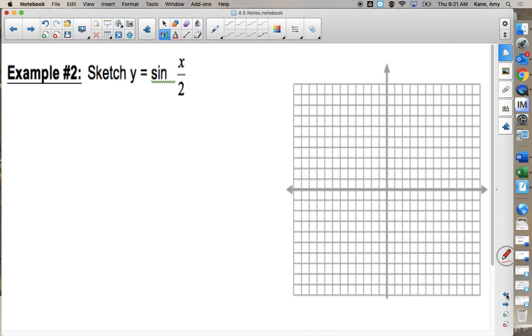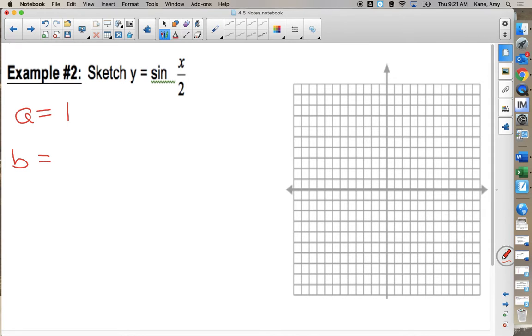We have y equals the sine of x over 2. So we have 2 letters that we're now introducing. Yesterday was A, today is B. What would the amplitude be in this problem? A 1. Because the number in front of sine is 1. So, Dylan, will this graph stretch vertically? No. Because the typical amplitude is 1. So it's not going to stretch vertically. So we don't have to worry about that vertical stretch.